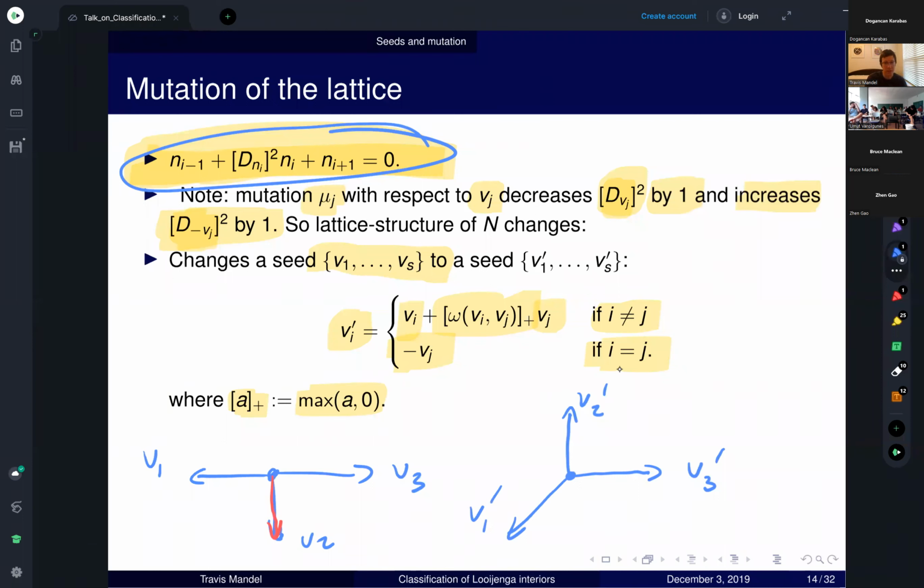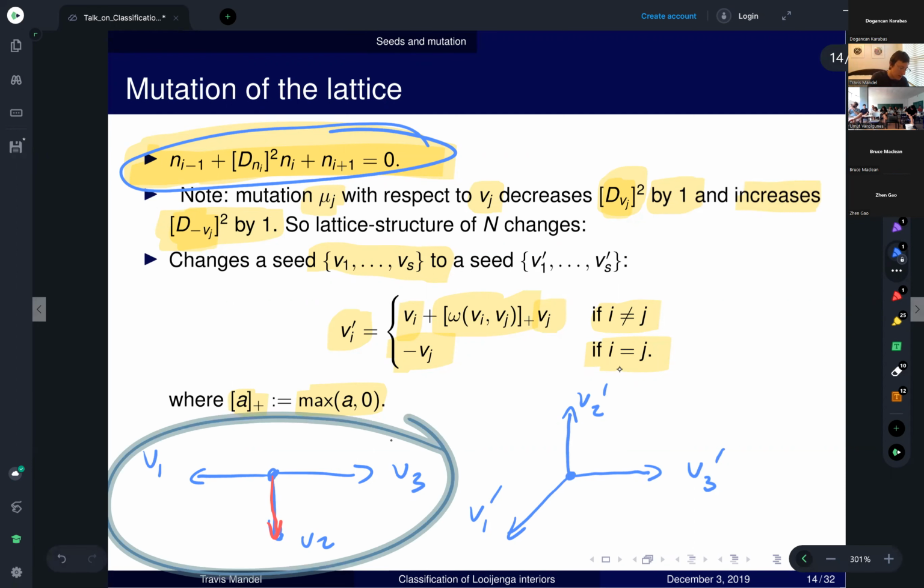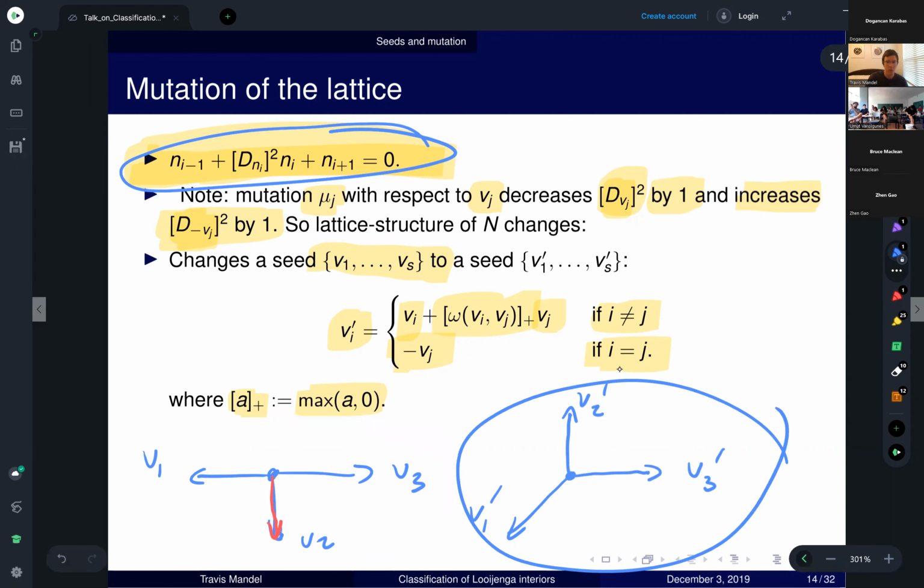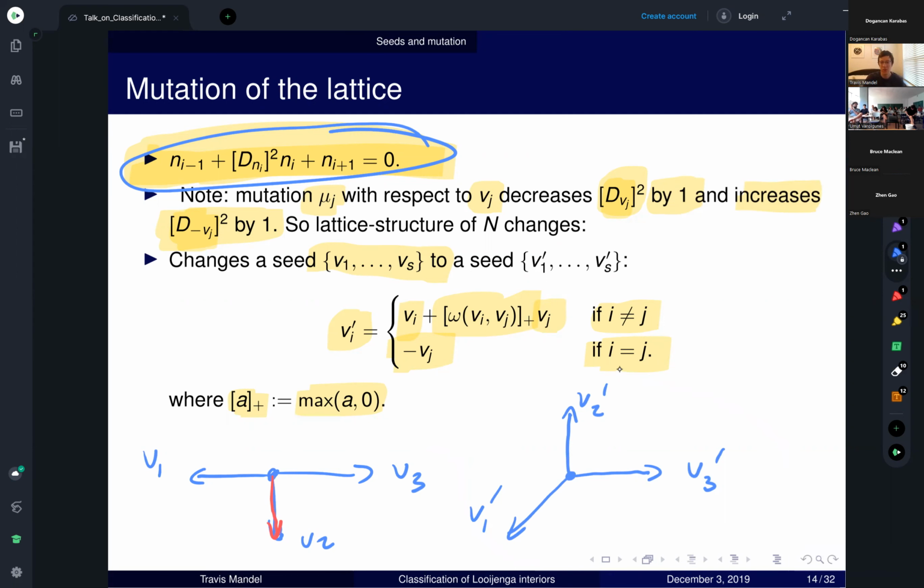So you can see from this, the Looijenga interior where you take P1 times A1 and do 1 blow up on each boundary divisor corresponds to this picture. That's the same as if you take P2 and do 1 blow up on each boundary divisor. That's what these two pictures would correspond to. And so those two Looijenga interiors would be related by a mutation. So they're actually the same thing.